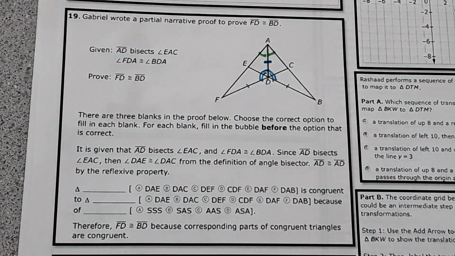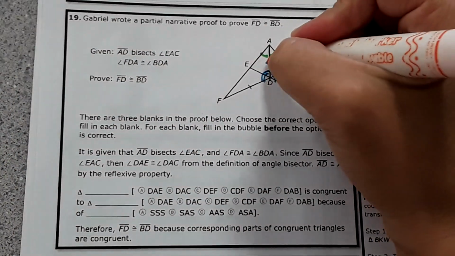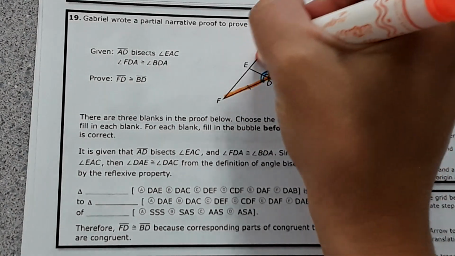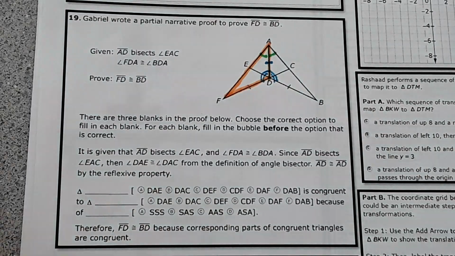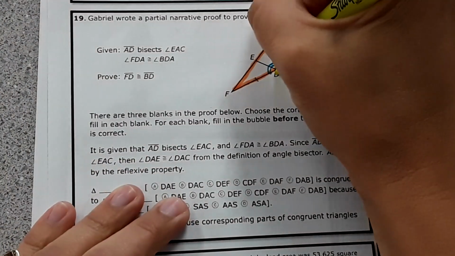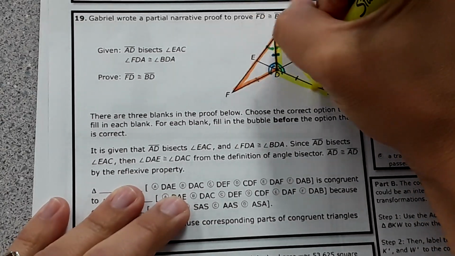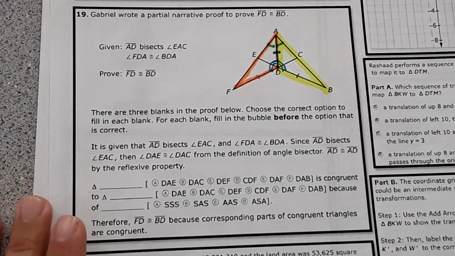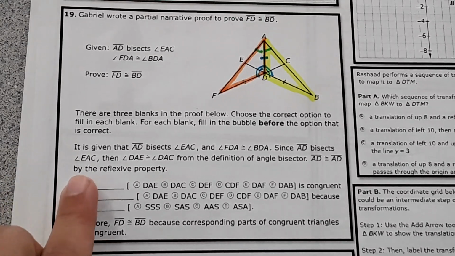It wants to know which triangles are congruent and why. So looking at this, there's a bunch of triangles here, but we have angle, side angle here, and that refers to this triangle right here. And the other one is, let me grab my highlighter. The other triangle, angle, side angle, is this one here. So those are the two triangles that are congruent.